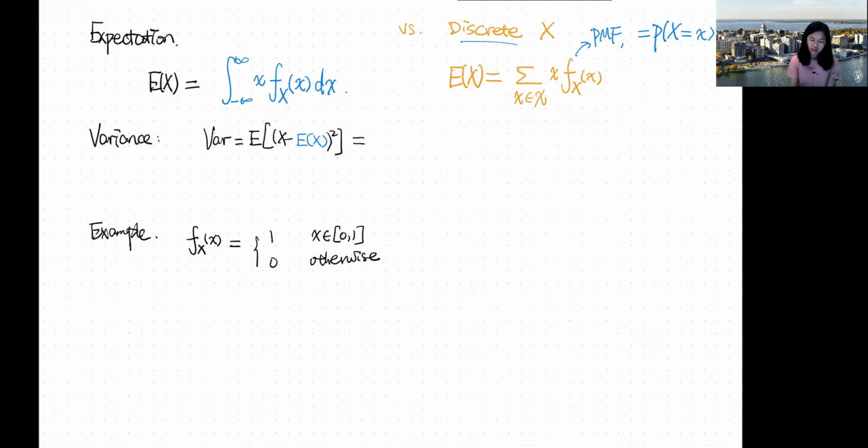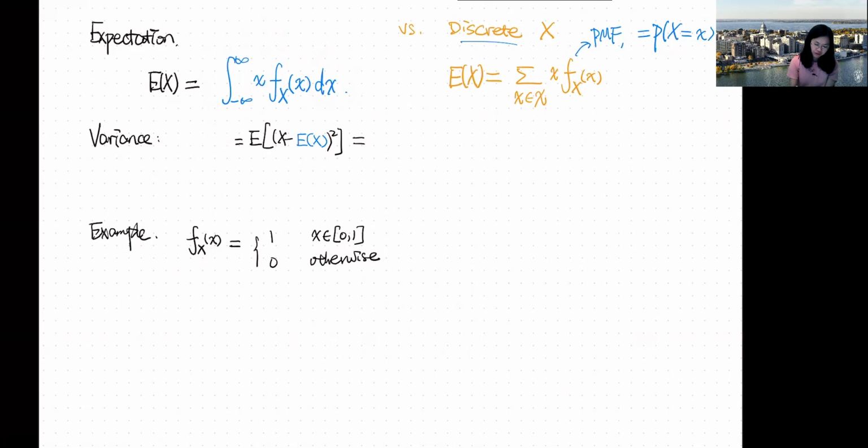The only difference is that in the discrete case, we are able to sum over all the possible values because there are only a finite or countably infinite number of them. While in the continuous case, we are using an integral because the number of possible values is uncountably infinite. That's the definition of expectation for continuous random variables.